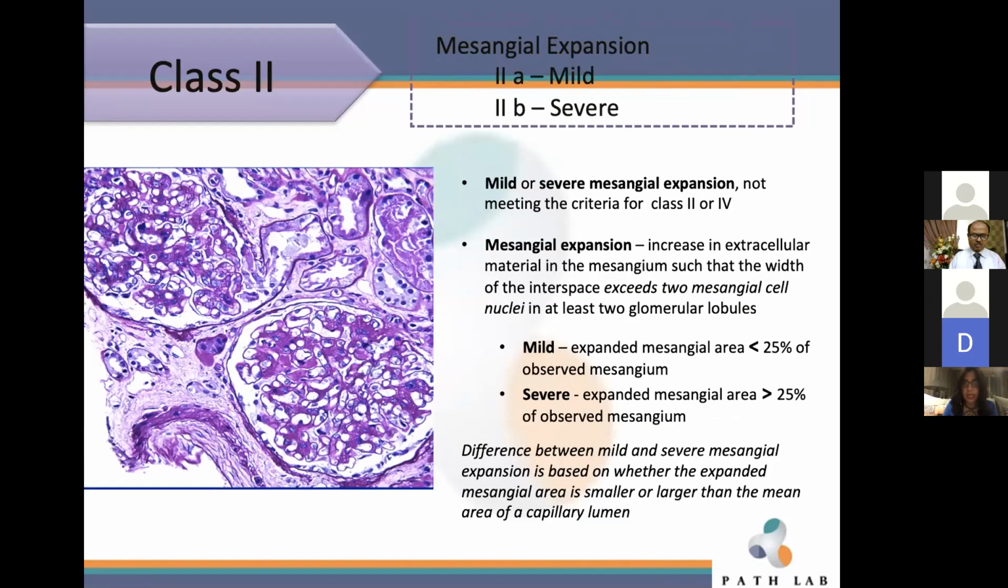Class 2 is mesangial expansion, and this class is divided into two subclasses, 2A, which is mild, and 2B, which is severe. The mild or severe mesangial expansion, where you have no glomerular nodules, is measured by how much mesangium you have in relation to the adjacent capillary lumen. The mesangial matrix increase is not more than the space of two adjacent mesangial nuclei. I don't want to get into very sophisticated histology details, but my point is to tell you that it's not a subjective measure.